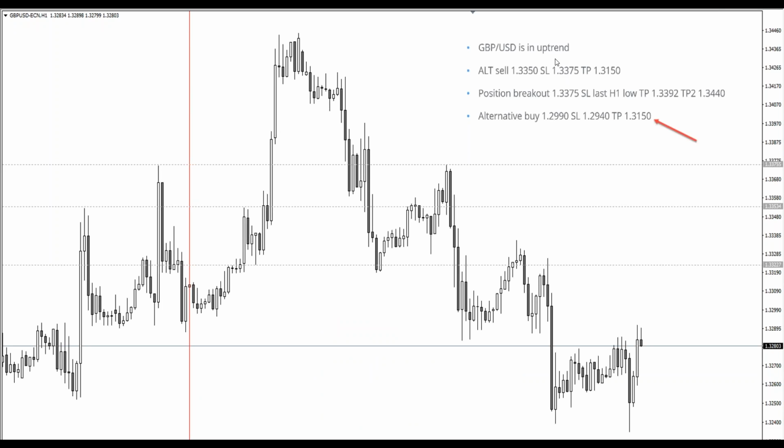Now, pound dollar uptrend, alternative buy 29.90 with stop loss 29.40 and target 131.50. So what we had actually is, first the sell position was initiated exactly at our POC 33.50, you see that here, and it dropped to 33.20, and then it was rejected. But yet again, if you took this setup, you could have made profits.